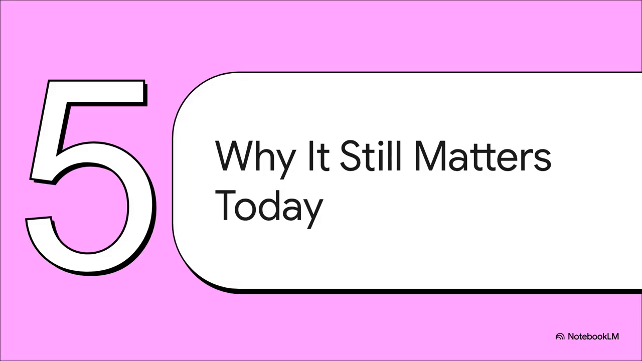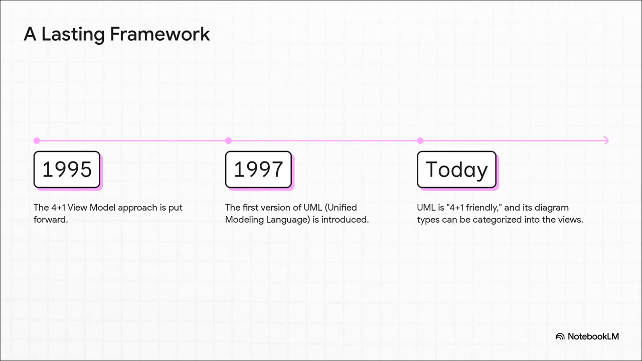Now, this model might sound like a classic, and, well, it is, but its principles are more relevant today than ever. Let's take a look at why this framework has had such incredible lasting power. To really get its impact, think about this. The model was first proposed way back in 1995. That's 2 full years before the first version of UML, the standard modeling language everybody uses today, even appeared. The model's ideas were so solid that when UML finally showed up, it was naturally 4+1 friendly. Its different diagram types map really cleanly onto these 5 perspectives.